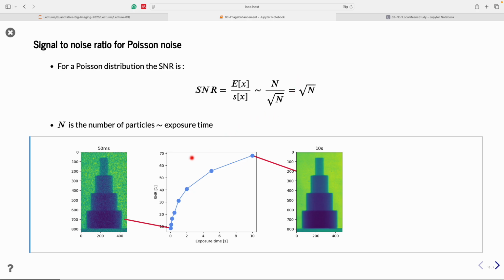So here I have an example. I did an exposure at 50 milliseconds and one exposure at 10, or several measurements, but here you can see 10 seconds and 50 milliseconds. And if I do several measurements, you can see that this curve here actually follows square root of number of items. Or in this case, I actually related to exposure time, but the exposure time is proportional to number of events.